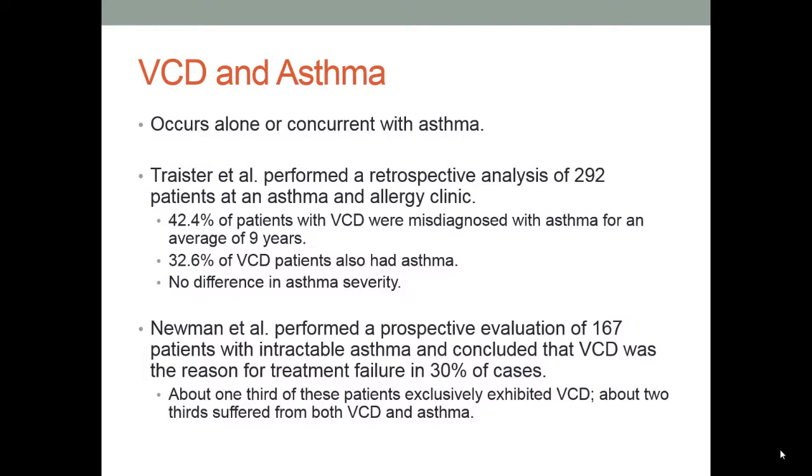criteria. Another study was a prospective evaluation of 167 patients with intractable asthma that went into evaluation to see what the cause of the refractory asthma was, and they found that 30% of cases that were felt to be treatment failure of asthma actually had vocal cord dysfunction. 1/3 of those patients only had vocal cord dysfunction, and 2/3 of them had it along with asthma.